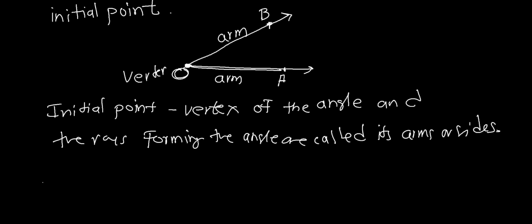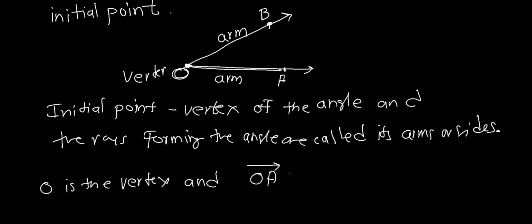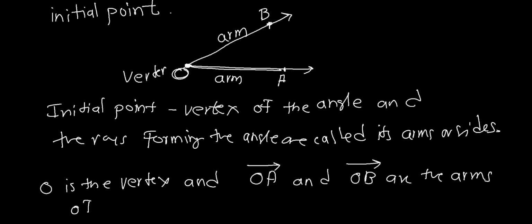So in this figure, O is the vertex, and ray OA and ray OB are the arms of the angle. These arms are often joined together by a circular arc near the vertex. This is our circular arc.